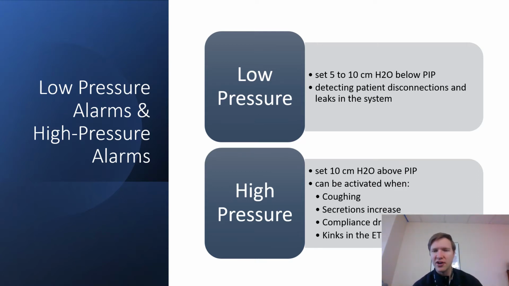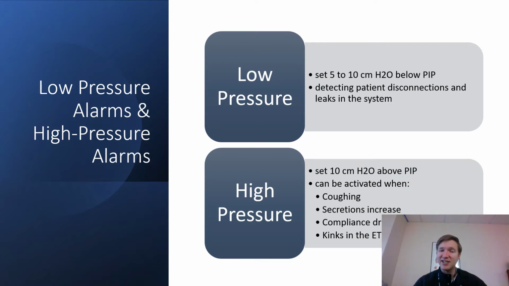If their secretions are going higher, their airway resistance is increasing, you'd want to know about it sooner than later, so that way we avoid a potential detrimental effect on it. So that's going to be a big advantage for you by setting it 10 above the average PIP versus just setting it super high and leaving it alone.